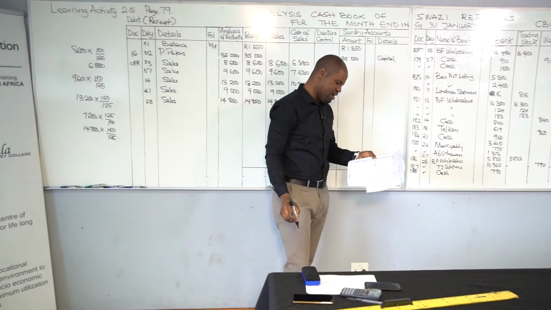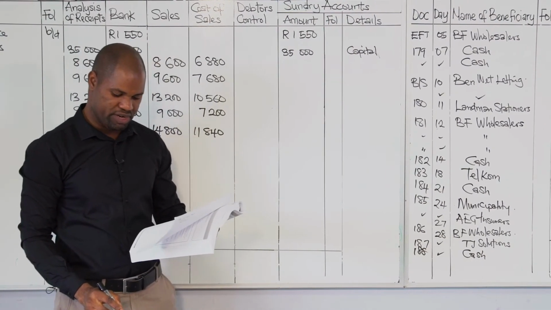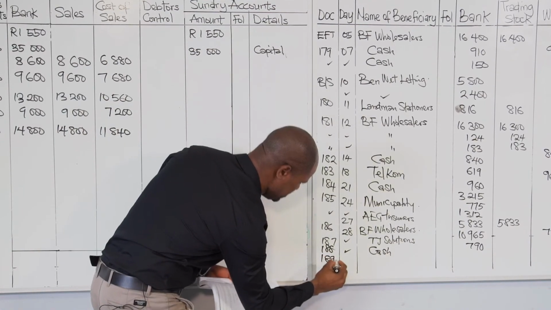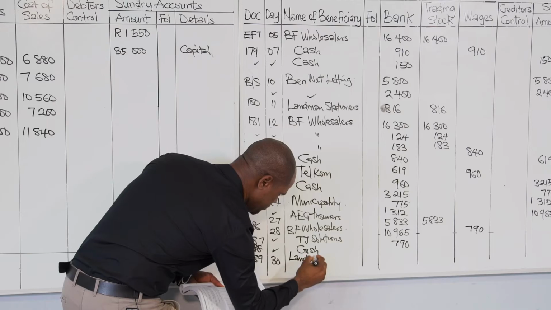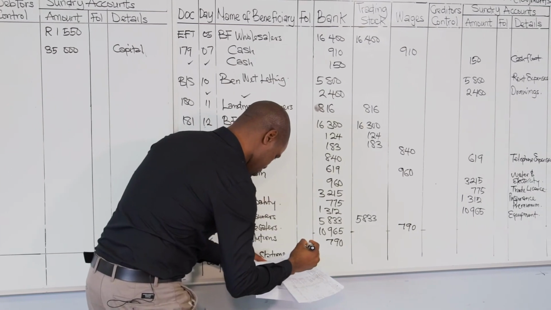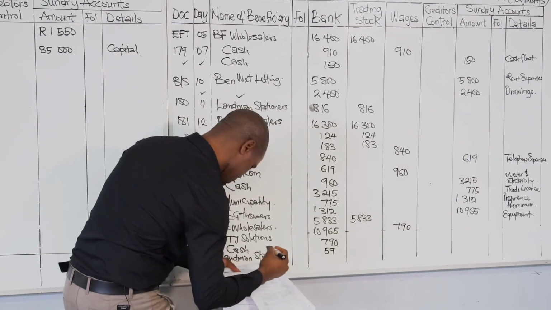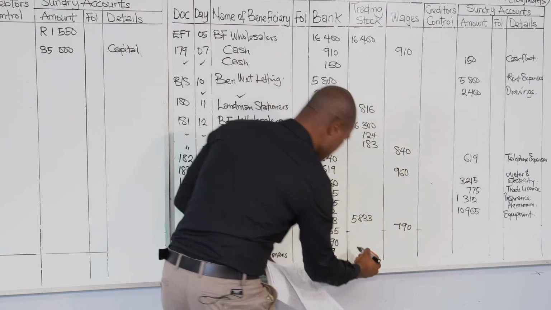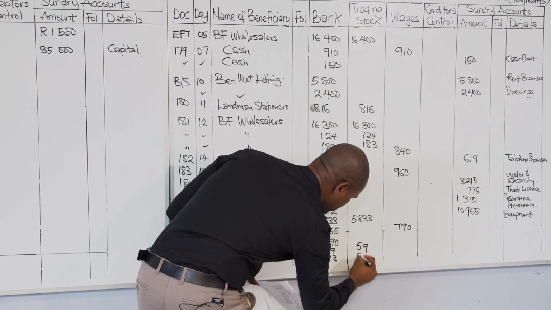Then on the 30th, he purchased stationery amounting to 59 rand and packaging 613 from Landman Stationer, and paid by check. The check is 189. The date is 30, and the beneficiary is Landman Stationer. The amount: we have two. The first one is 59, and the second one is 613. I put them there because they are stationery. They go into trading stock, 59 rand and 613.